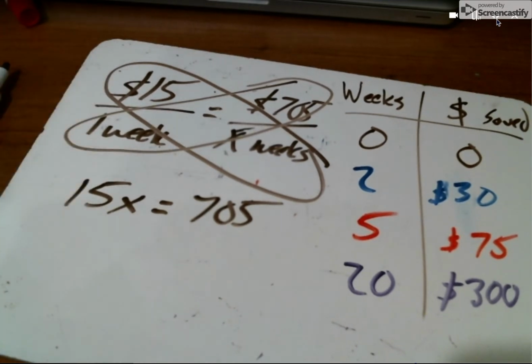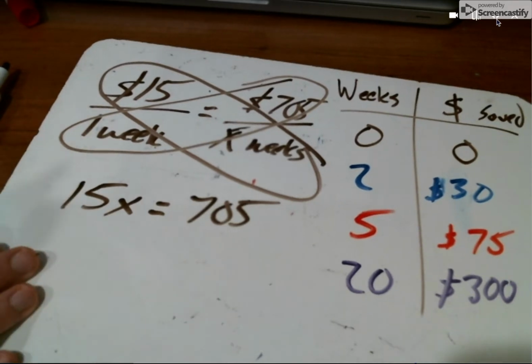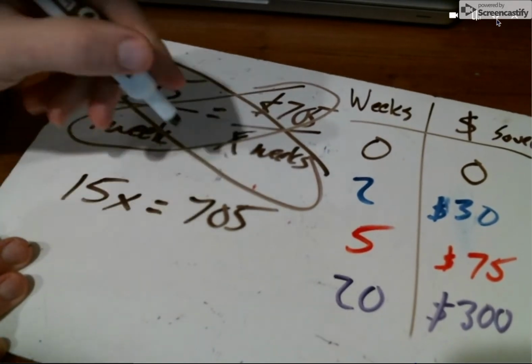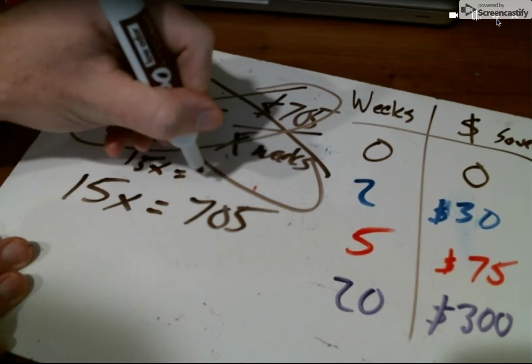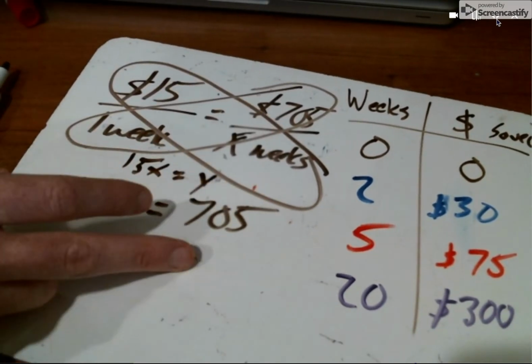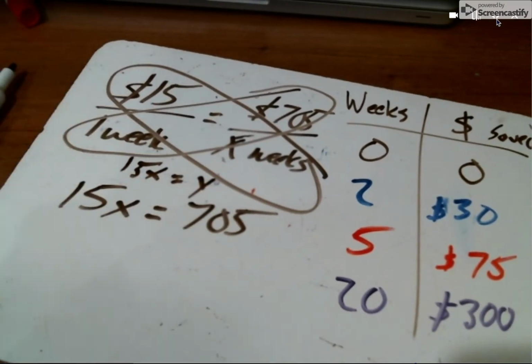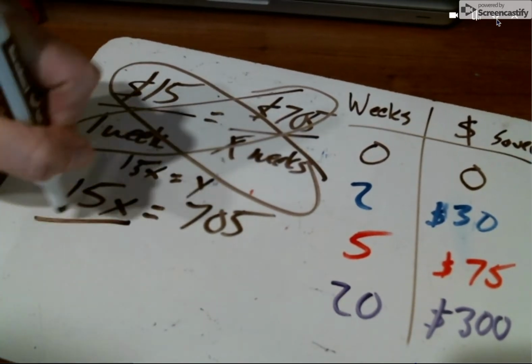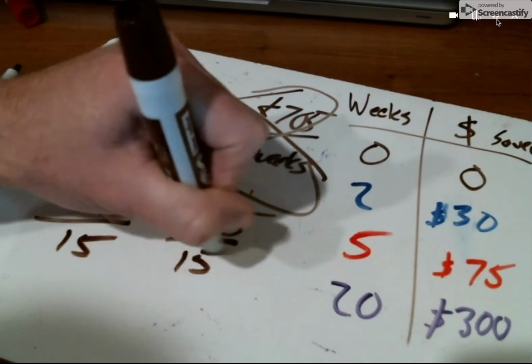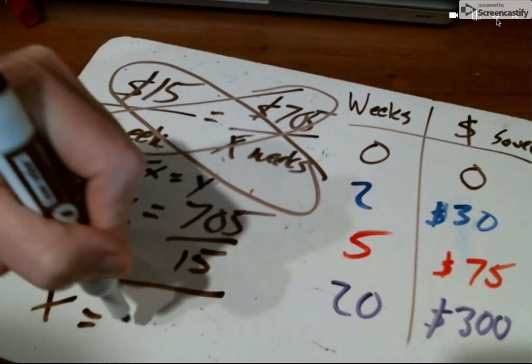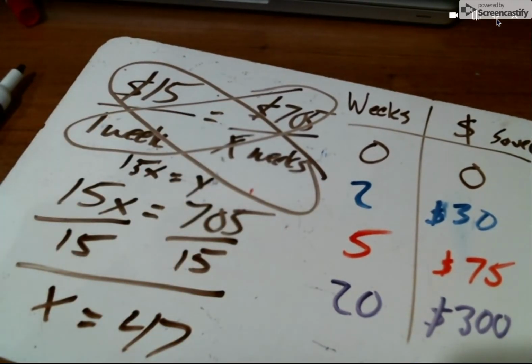And then 8th grade, we can start using the equation right away, which we knew had to say 15x equals y. And we could have just subbed in that 705 right away without needing to set up this cross multiplication. Either way works. You both end up with the same equation. And in both situations, we end up dividing both sides by 15 to figure out that x is equal to 47 weeks.